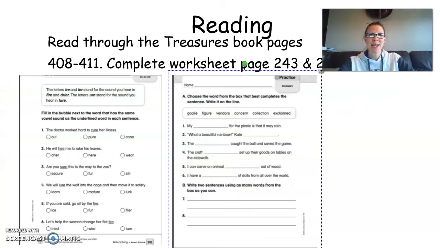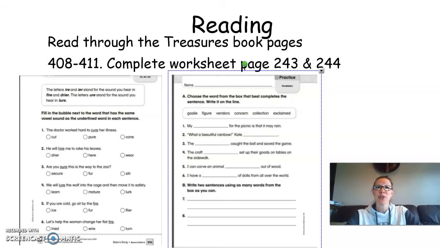Today for reading, you're going to read through the Treasures Book pages 408 through 411, complete worksheet pages 243 and 244. So 243 is talking about IRE, IER, and then URE. So talking about words like fire, dryer, and lure. Fill in the bubble next to the word that has the same vowel sound as the underlined word in each sentence. So make sure you try each one of those before you choose.